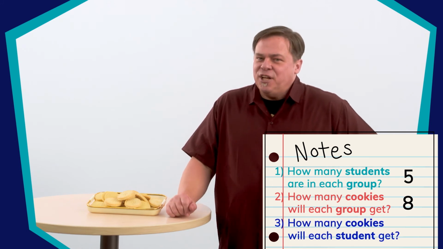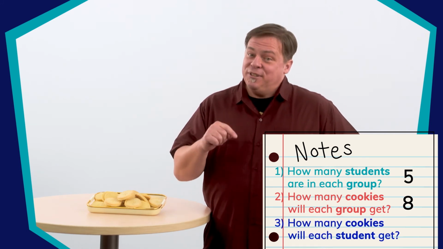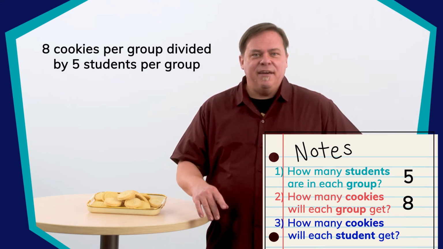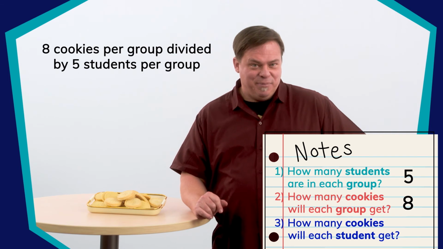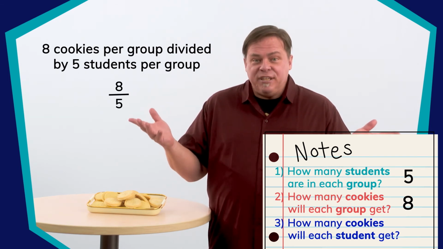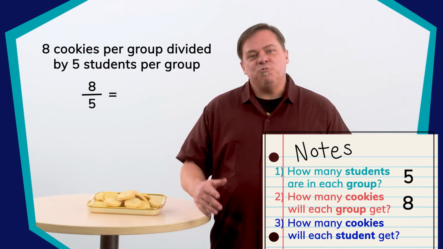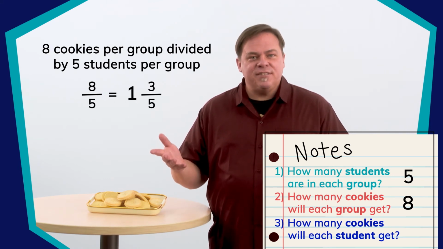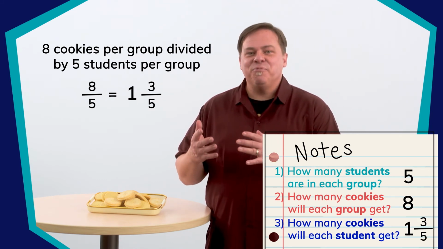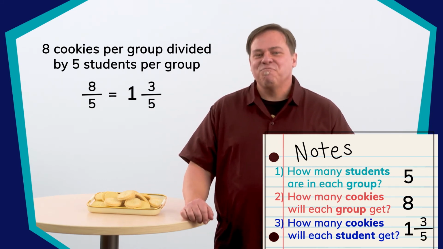The last part is knowing how many cookies per student. 8 cookies per group divided by 5 students per group. Each student then gets 8/5 cookies. That's the same as 1 3/5. So each student gets 1 whole cookie and 3/5 of another cookie.